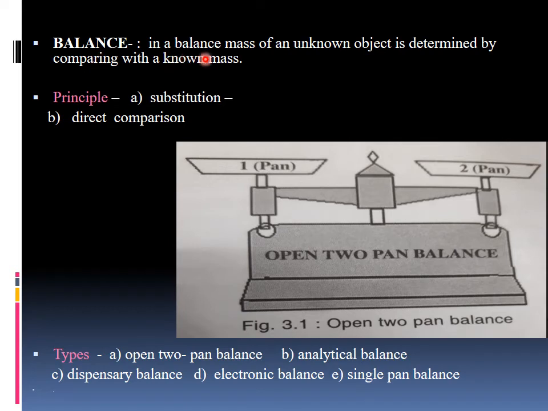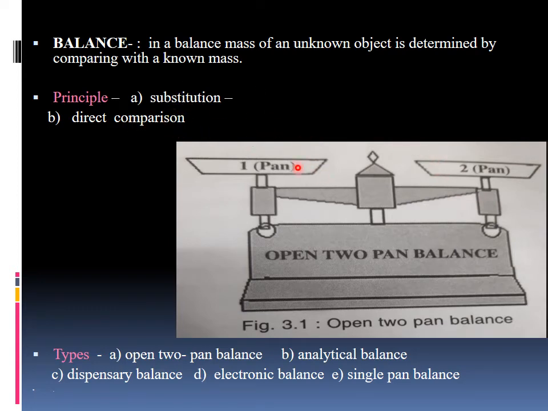What is a balance? In a balance, the mass of an unknown object is determined by comparing it with a known mass. So we have to have what? A standard weight. The principle is substitution or direct comparison. Direct comparison means, suppose here is an image of an open two pan balance. Here we keep the object whose mass is to be determined on one pan, and on the other pan we keep on adding standard weights till we balance both, equalize both. This is the direct comparison.